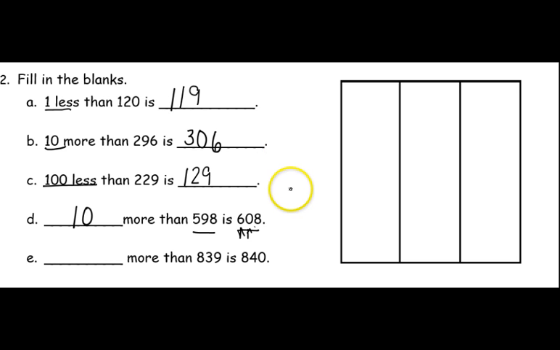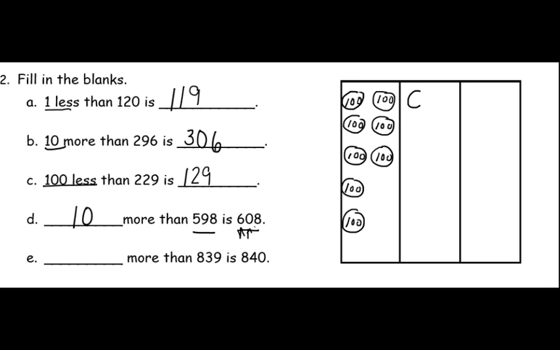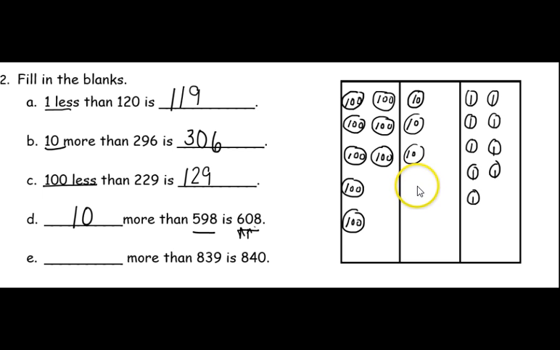And in our last question, we want to know how we can go from 839 to 840. So let's start by showing the 839. That would be 8 groups of 100, 3 groups of 10, and 9 ones. So there's 839. We want to get to 840. Well, if I added a tens disc, that would give me 4 discs in my tens column, but then my number would be 849. We just want 840.